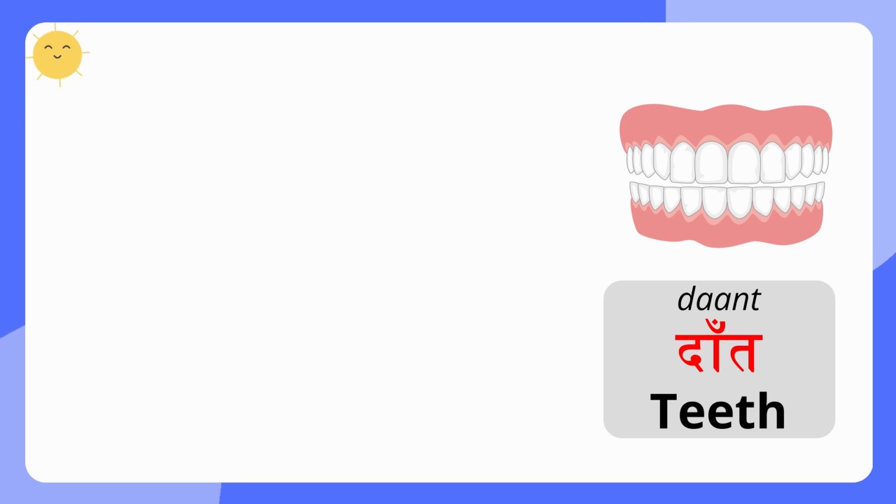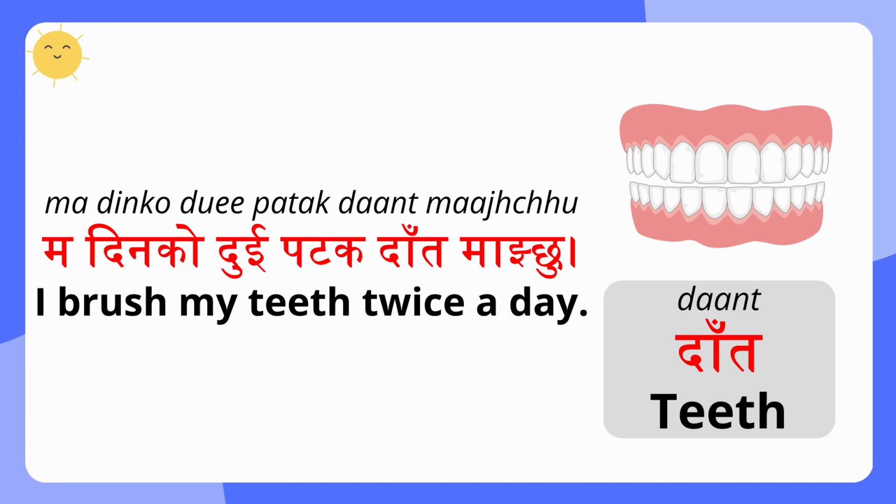दाँत. Teeth. म दिनको 2 पटक दाँत माझ्छु. Here म means I, दिनको means a day, 2 patak means twice. Whenever we count 1 time, 2 time, we use patak. So here twice means 2 patak, daat means teeth, and machu means brush. I brush teeth twice a day, or I brush my teeth twice a day.